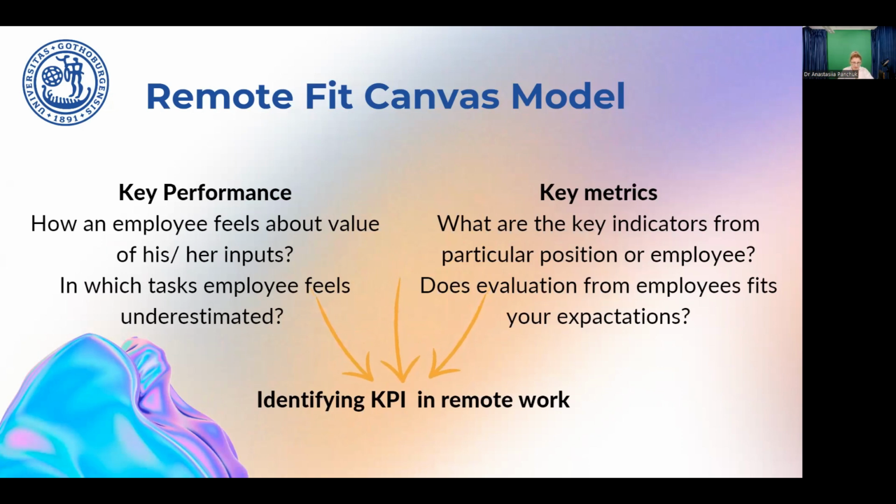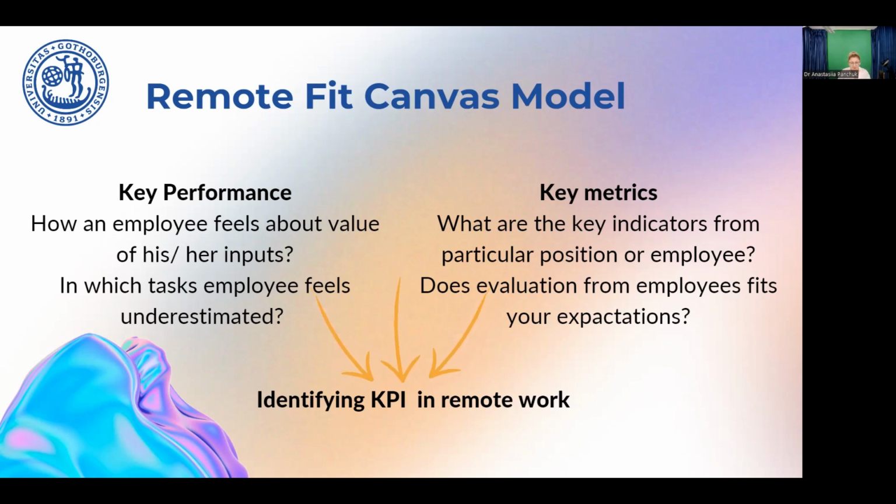And the last but not the least is how we can identify our key performance indicators when we are working remotely. So first of all, ask your employee to describe how he or she feels about his input in the joint activity. And also, please ask them to describe at which point they feel a little bit underestimated. And that is how you can measure what kind of tasks your employee does that you maybe don't notice, and how many efforts she or he puts in these particular functions.